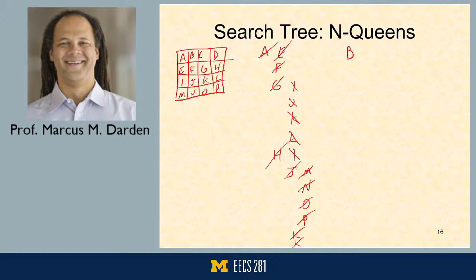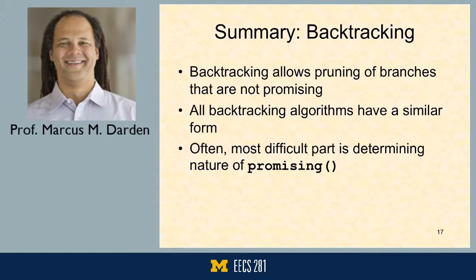All right, so BE comes up. B threatens E, B threatens F, B threatens G. BH, no threats going on there. So we'll try BHI. I is clear, it's not threatened by B or H, so I can move forward again. How about BHIM? Because now I'm trying to iterate through the fourth row.